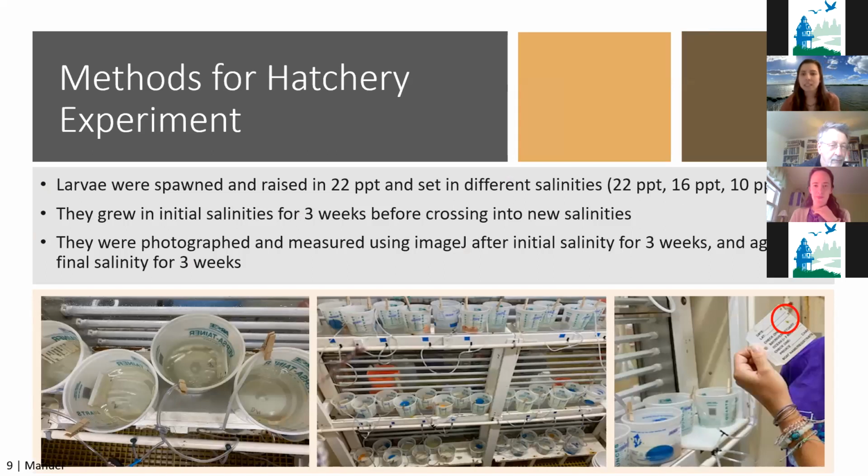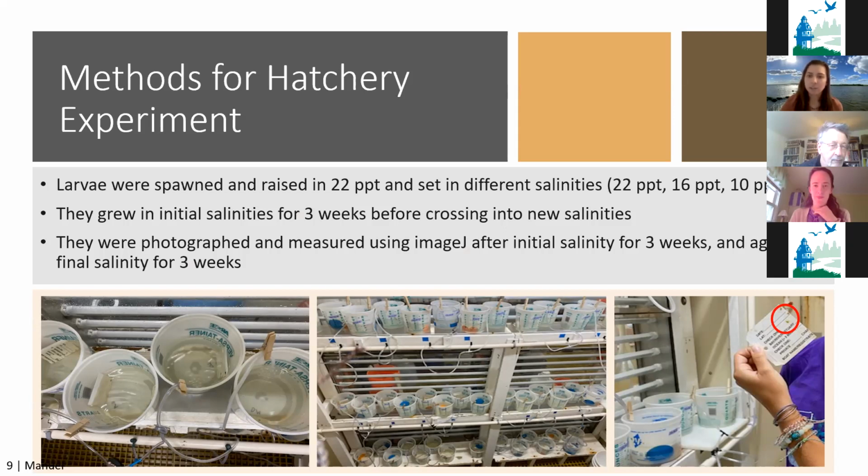So for my next type of experiment, I'm going to refer to it as my hatchery spat experiment, which actually occurred between the 2 years of wild experiments. And I performed the hatchery spat experiment to isolate the effect of salinity from other environmental variables associated with field collected spat. 2 oyster groups were spawned and raised in 22 parts per thousand.